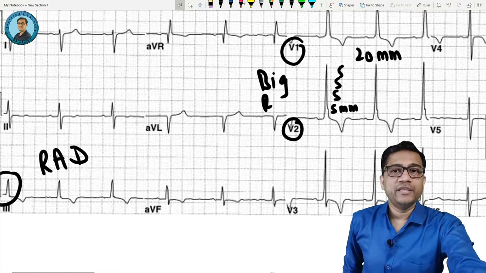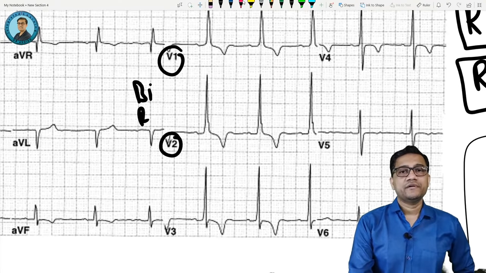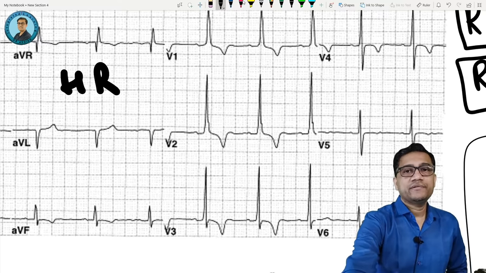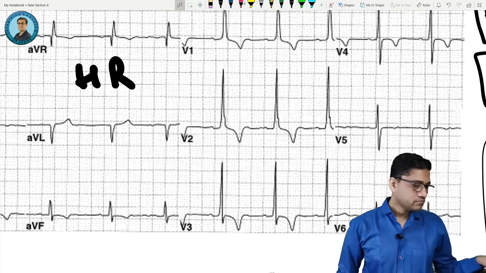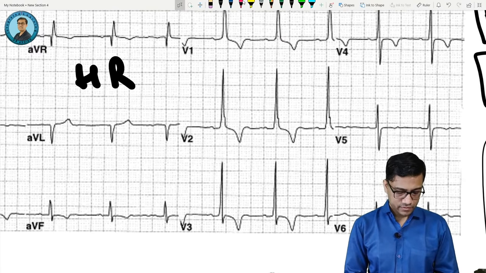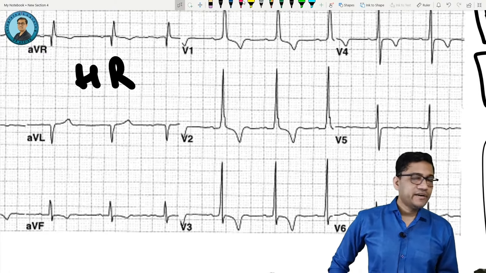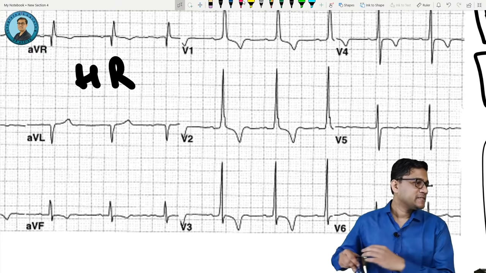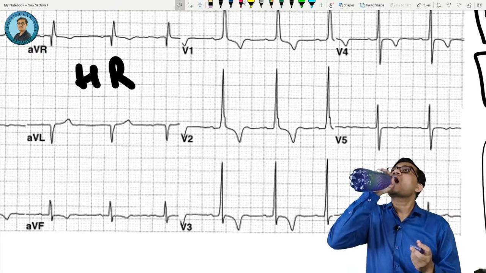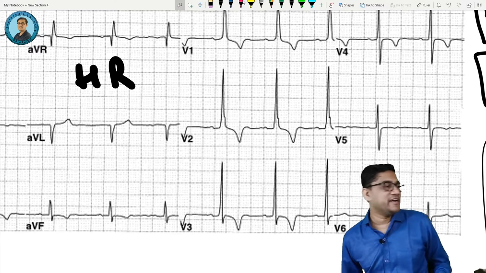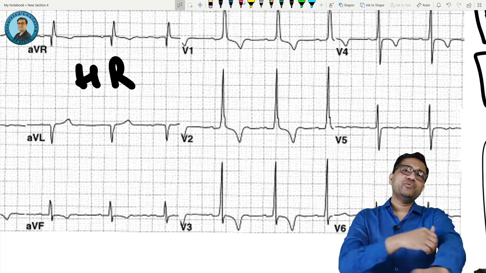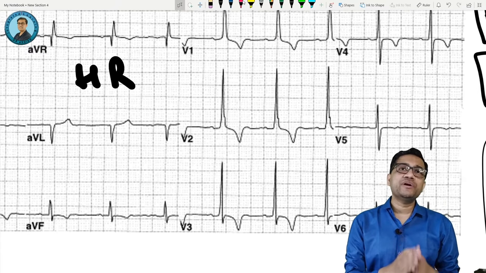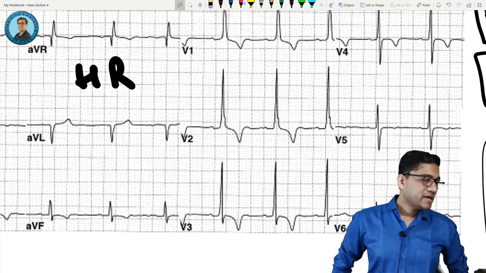Question to you: can you calculate the rate here? What is the heart rate here? Count the boxes and calculate the heart rate. We take 25 mm per second in India; the ECG speed is 25. In Russia and Ukraine, they sometimes take 50 millimeters per second. But if you are taking 25, we take 1500. Calculate the heart rate.